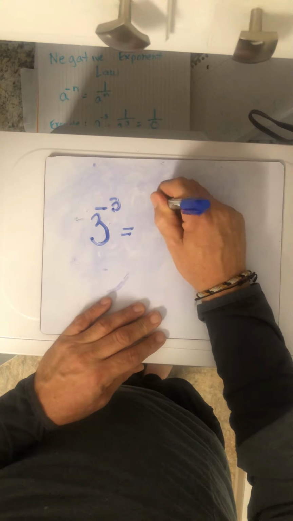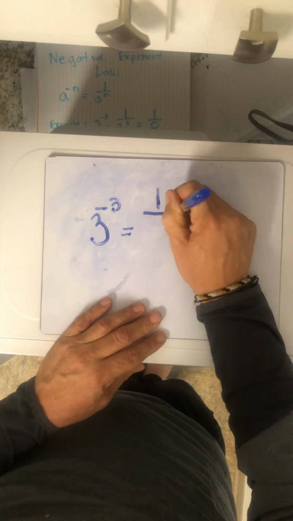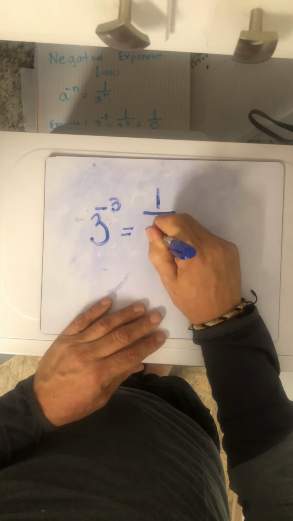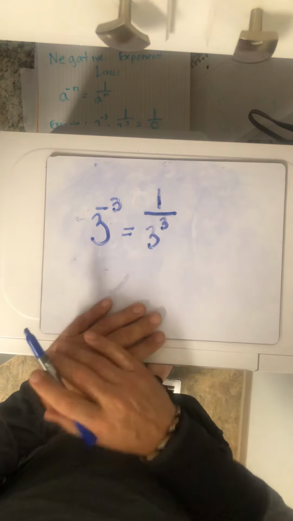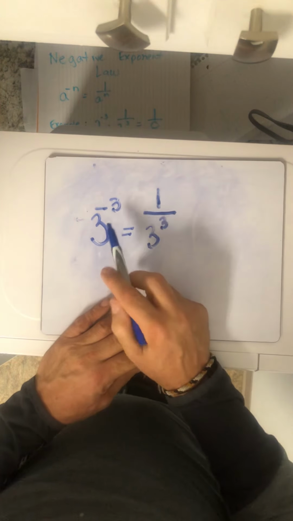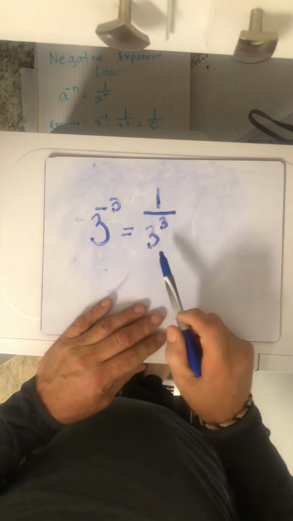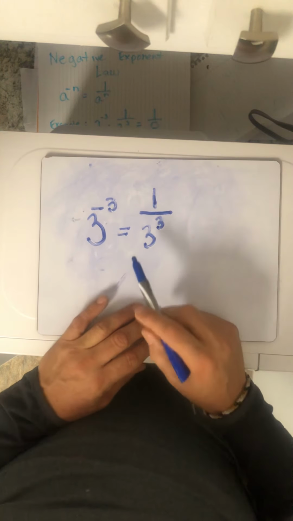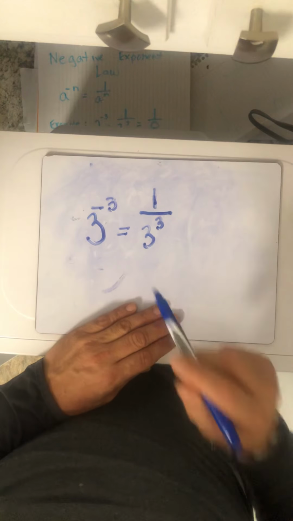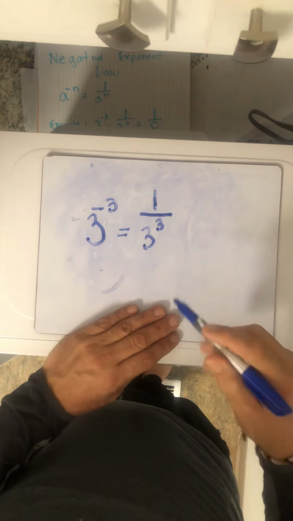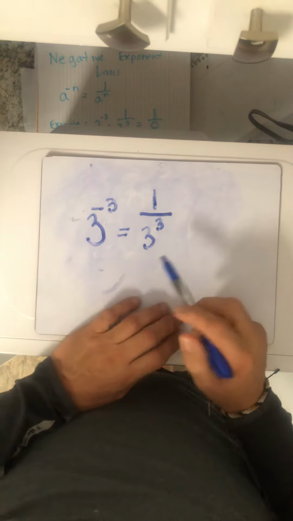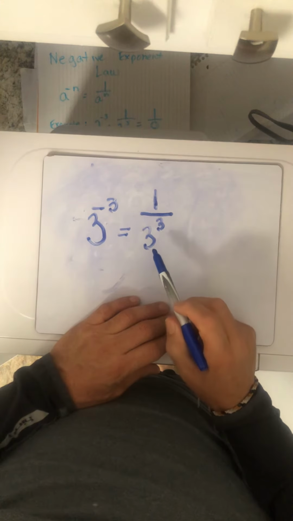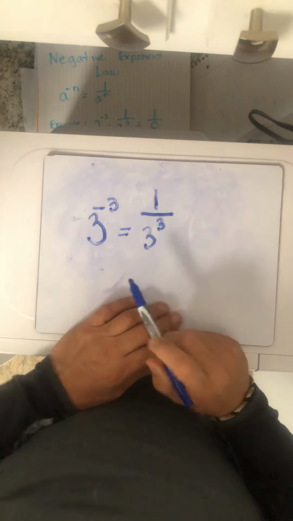So quite simply, you're going to write this as a fraction, 1 over 3, and we're going to take that negative exponent and make it positive. Now, what you've just done is rewritten with a positive exponent, and that's what we always want to do. You're a lot of times going to be asked to get rid of the negative exponent. That's what you're doing. You're writing it with a positive exponent.